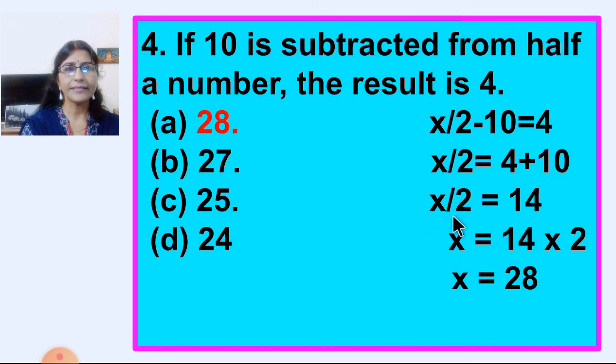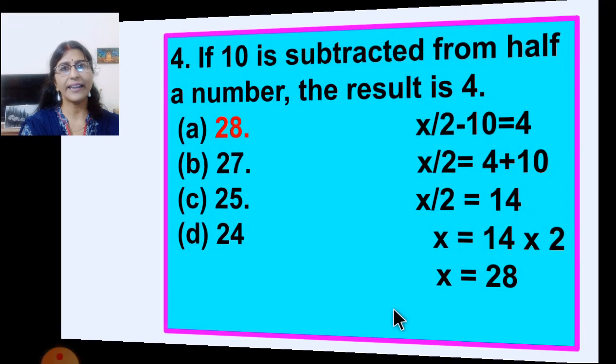And then this is division. So when you take it to the other side, you have to multiply. So 14 2s are 28. So the answer is 28.